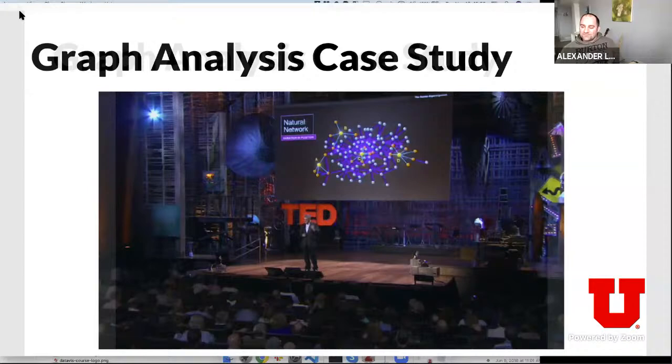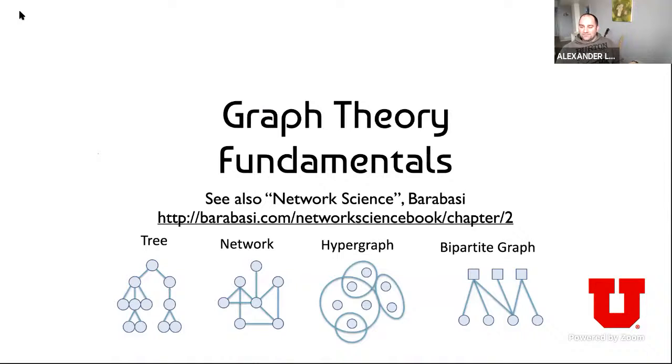And this is true for all kinds of networks. The networks are really about modeling relationships. So now let's talk a little bit about graph theory fundamentals. There's a book that I recommend if you're interested in that, by Albert Laszlo Barabasi. It's called Network Science. And we are also in the School of Computing, we also have a graph theory course that's taught by Blair Sullivan. So if this is your thing, that's definitely something that you want to look at.